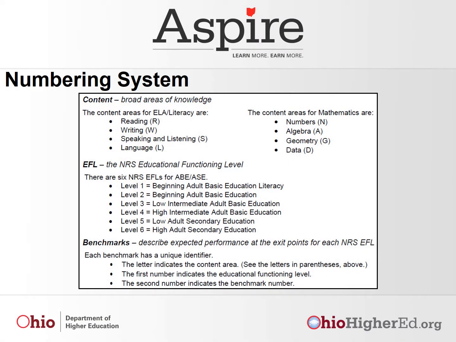As you see, just like the old standards, the new standards start with content areas. The only difference is that now there are 4 content areas for English language, arts, and literacy, and 4 content areas for mathematics. As before, there are 6 educational functioning levels. Also, the benchmark numbering system appears at the benchmark level.